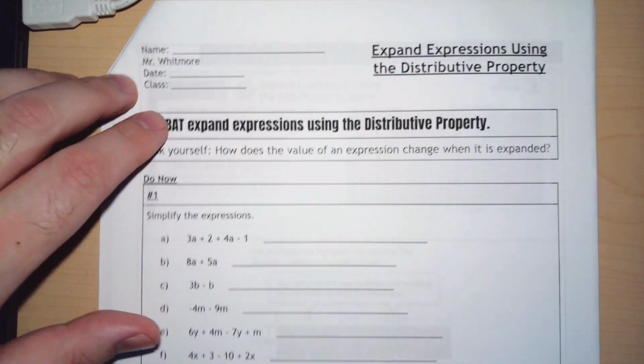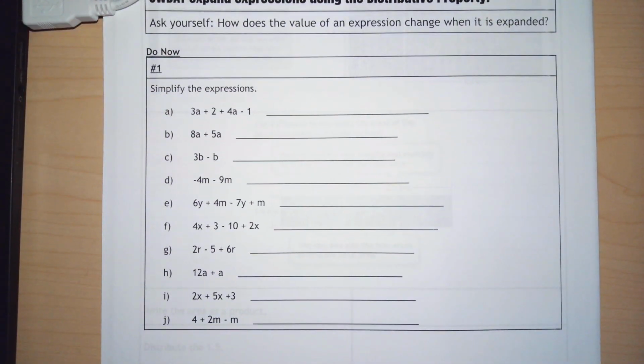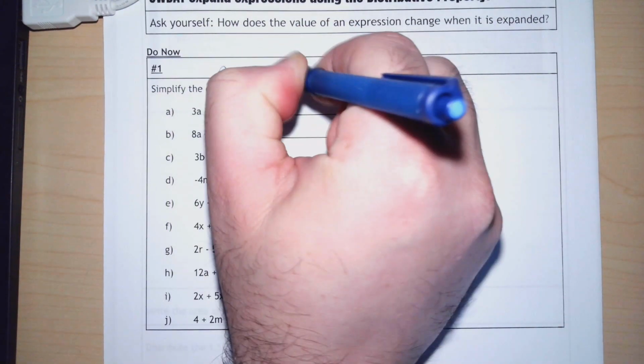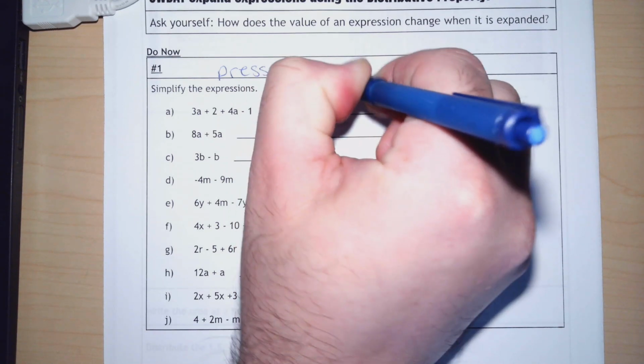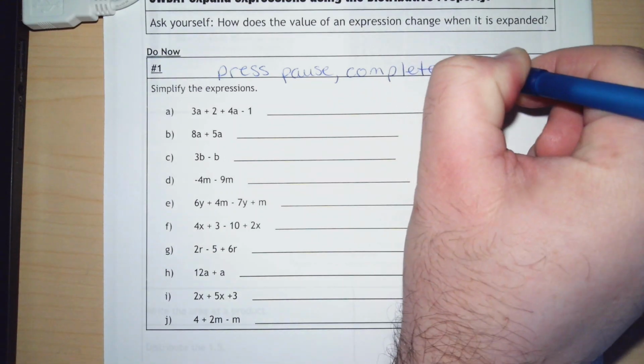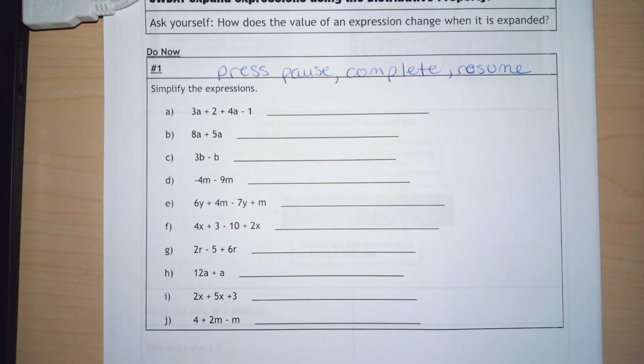For your do now, you're going to be simplifying the following expressions. I'm not going to write the answers down here. You're going to do this on your own and then have it checked off by one of us. So press the pause button now, or do this after the video. So I'm going to write press pause. Press pause, complete, and then resume.